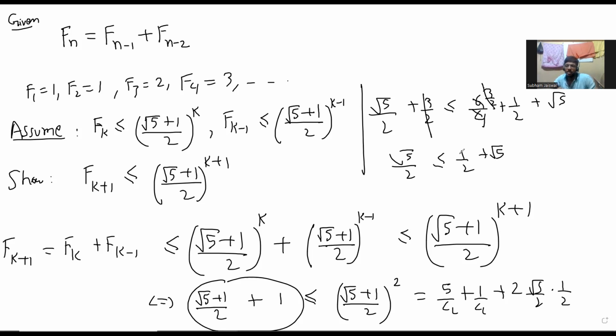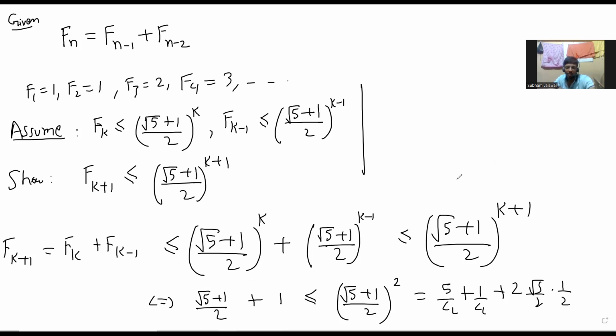I think I have, yes, because it looks too good to be true. We have got the right thing, but there's, I think, a slight error. The point is that it is a trivial thing to check and you can just check it. So this 5 by 4 plus 1, so this is 6 by 4 and this is 3 by 2. So that's okay, but then this is root 5 by 2.